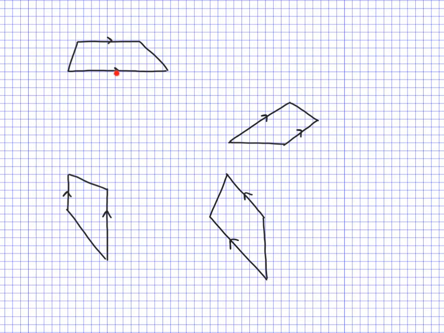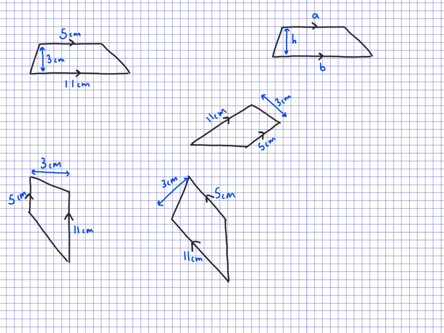So I've drawn the arrows to show which lines are parallel to each other. So these ones have the parallel sides here. This one has the parallel sides here. This one is here, and this one is there. So these are all 4-sided shapes with one set of parallel sides, and that's what makes them a trapezium. So what we're interested in now is to find the area of each of these trapeziums.